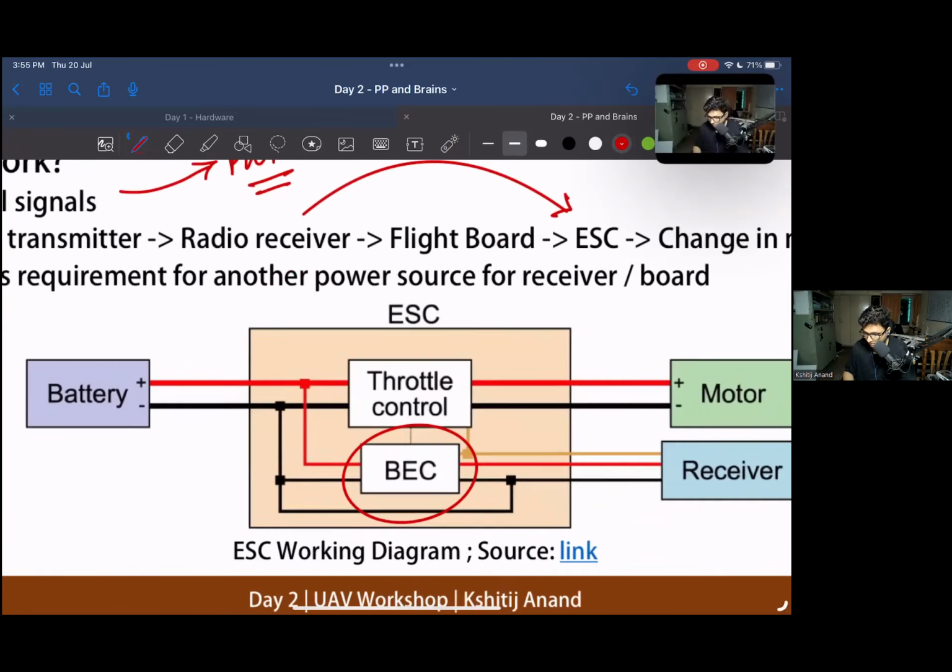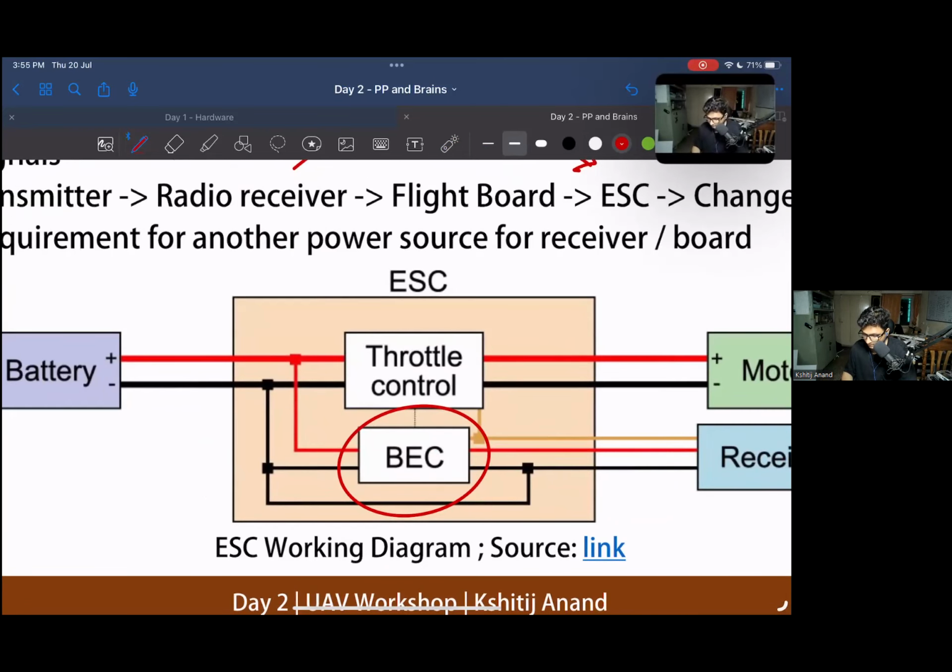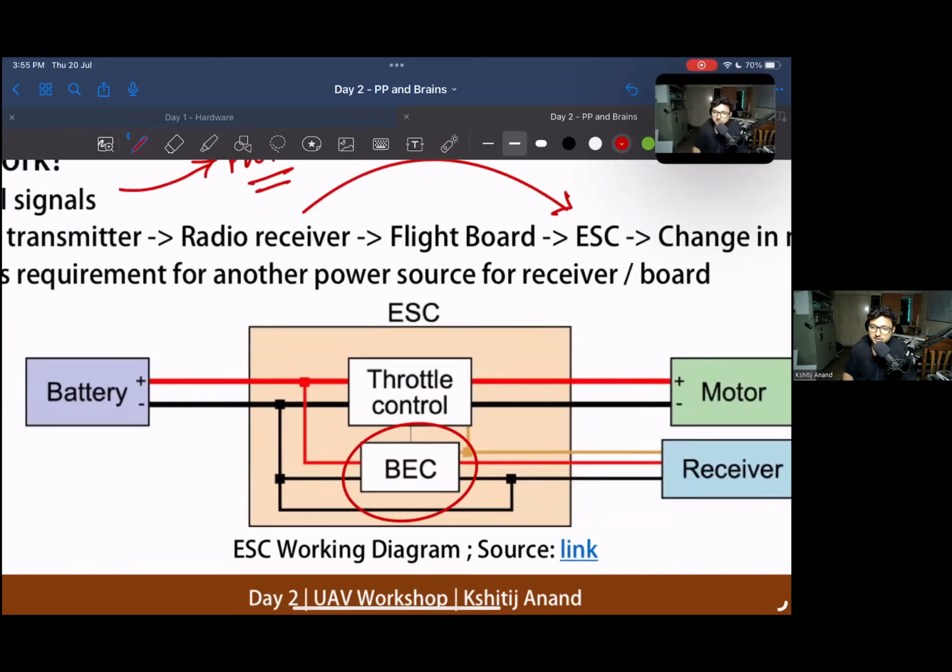If you look closely here, the receiver is directly feeding the throttle control circuit because it's the control signal. But the receiver also needs power of its own. For that, you need a separate power source because the receiver does not operate at the voltage of the motor. So to avoid having another power source for the receiver, we use the battery itself. But to bring the voltage down to that level, we need a battery elimination circuit.